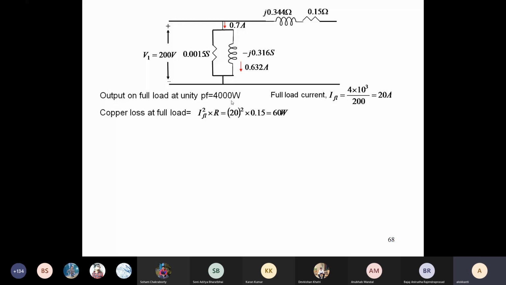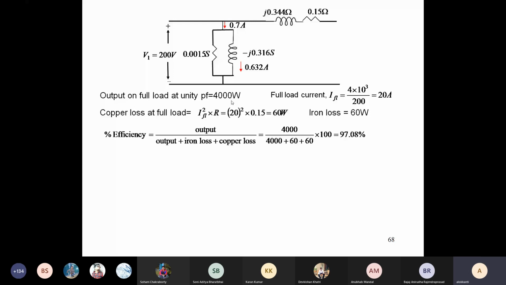So one loss we found out is the copper loss. What is the other loss? It's the core loss. Where will you get the core loss? Open circuit test. Core loss is exactly in the open circuit test. Basically the 100% of the open circuit loss is the core loss, which is also called the iron loss. Okay, so this is equal to 60 watts. So from here you can find out the efficiency equal to output by input, which is output by output plus iron loss plus copper loss, and you can find out this value.